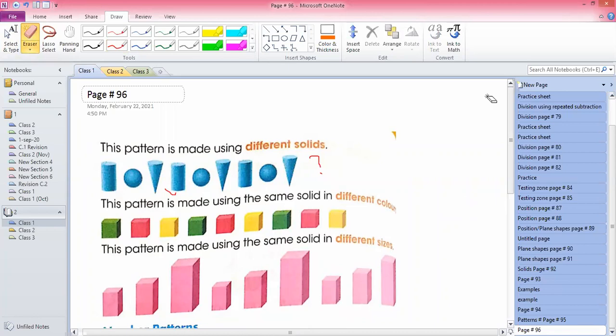So to identify the pattern, you will first check which colors are there in the pattern. Three colors: green, red and yellow. And after three colors the pattern is repeated. So if I ask you, after this yellow, which color will come next? You will see in the pattern which color comes after yellow. So guys, can you tell me, after green which color will come next? After yellow which color will come next?